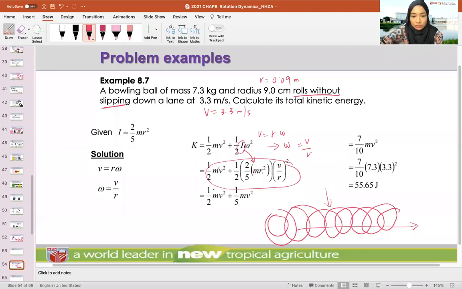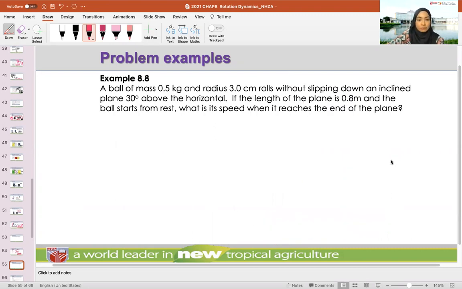So now it becomes 1/2 mv squared. They expanded this equation and it becomes 1/5 mv squared. It becomes 7/10 mv squared. Just plug in the equation. So it's quite easy. You just have to identify whether an object is moving translationally or if it is rolling without slipping. Okay. Next one.